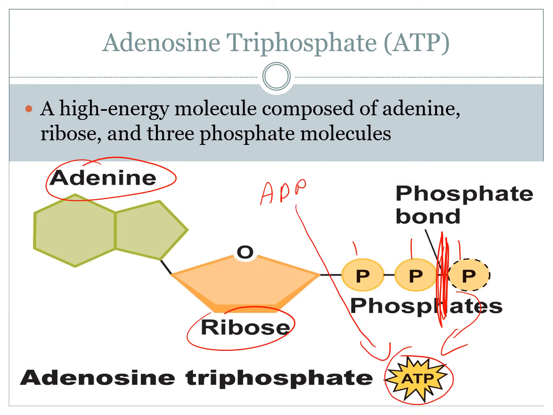Adenosine diphosphate, 2 phosphate molecules, can't be utilized to produce energy, and it's in its innate form until it can pick up another phosphate molecule, a free-flowing phosphate molecule, and then it becomes adenosine triphosphate. And from there, it can be utilized as energy for the cell.